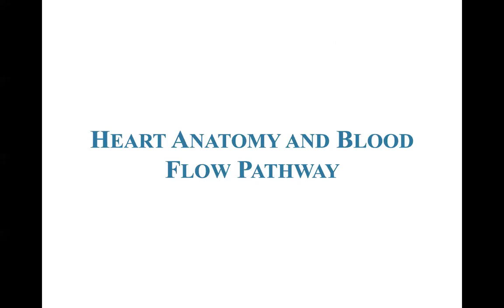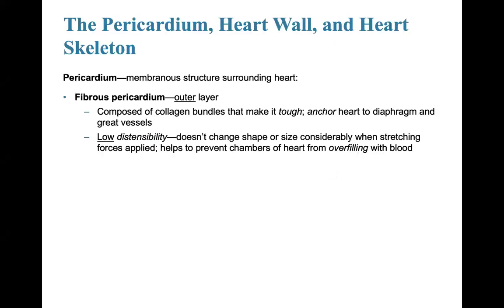Okay, so now we're going to look at some of the heart anatomy and the actual blood flow pathway. Starting with the anatomy, let's first talk about the covering of the heart. This is the pericardium. This is a membranous structure that surrounds the heart. There are two layers to this. The first layer is the fibrous pericardium. This is the outer layer.